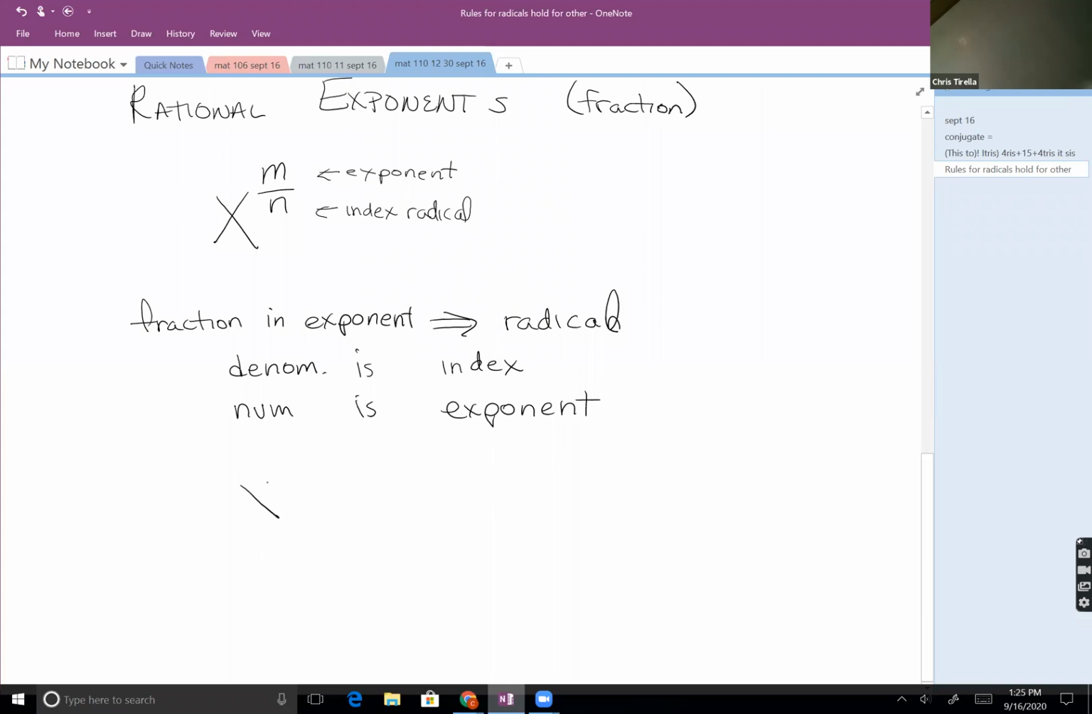So where I have x to the m over n, that means I'm going to draw a radical. The base is the radicand. The denominator is the index. And the numerator, I can think of it either as the exponent on the radicand, or I can think of it as the nth root of x, all being raised to the m power. The numerator is an exponent.